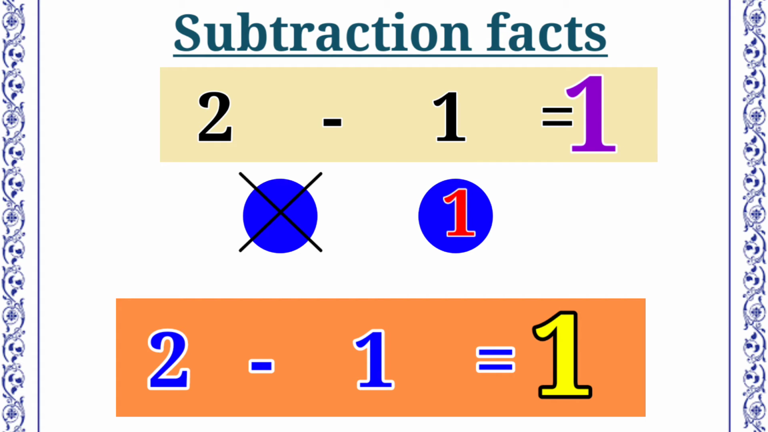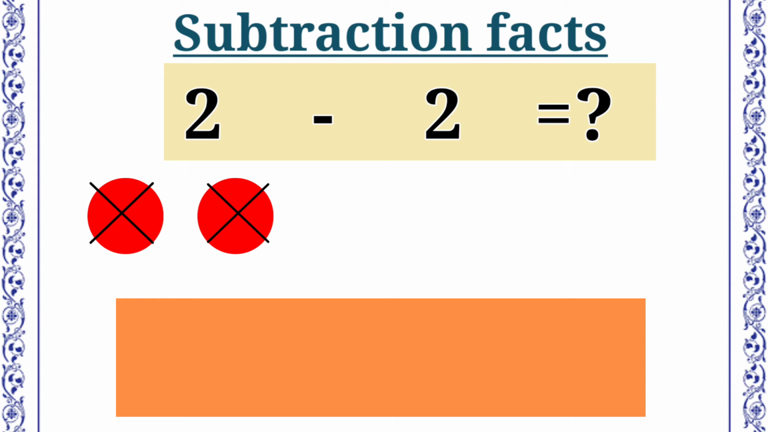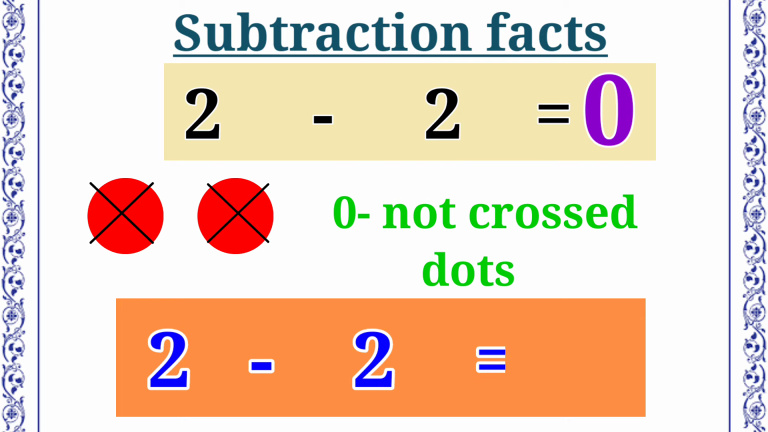Let's see the next example. 2 minus 2. Let's count the dots that are not crossed. Here, no more dots. So, let's write the 0. 2 minus 2 is equal to 0.